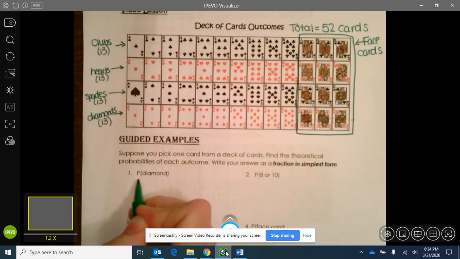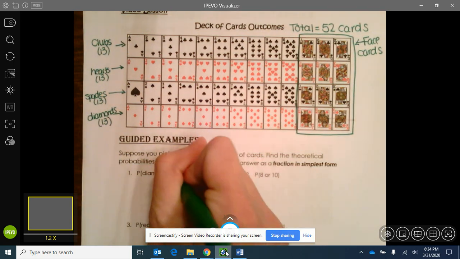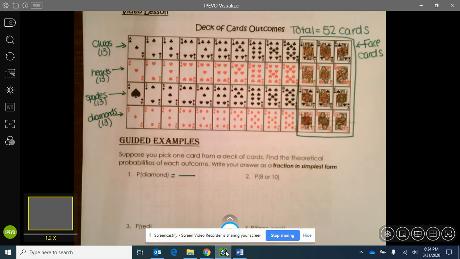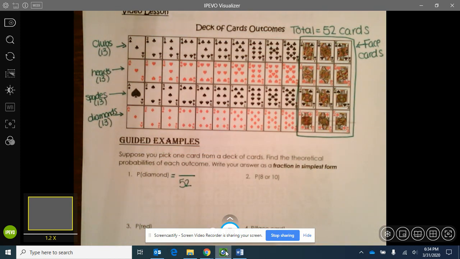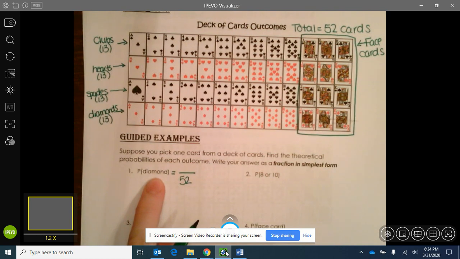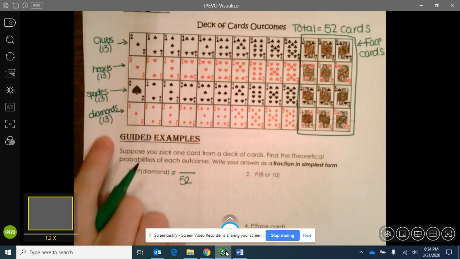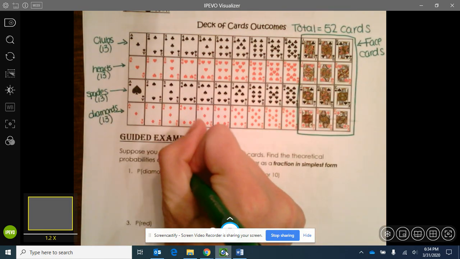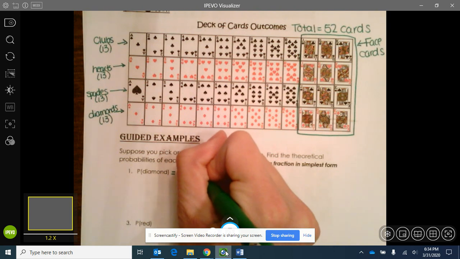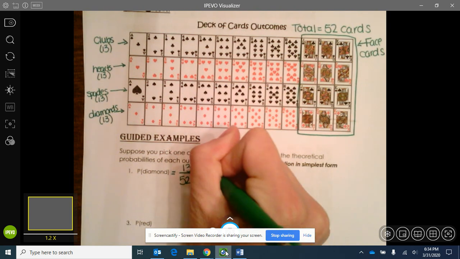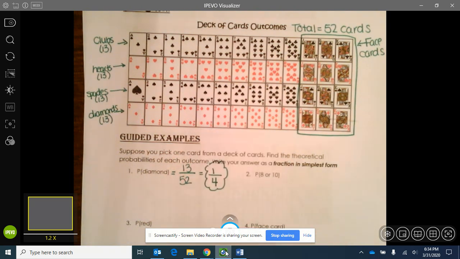So for our first one, we're looking at the probability of picking a diamond. Remember, you always want to think about, okay, what's my total number of outcomes? In a deck of cards, there are 52 cards, so that's your total. And then the favorable outcome, the one that we want, is a diamond. For our diamond cards, there are 13. So our probability would be 13 over 52. Make sure you simplify this, because this fraction does simplify to 1/4.